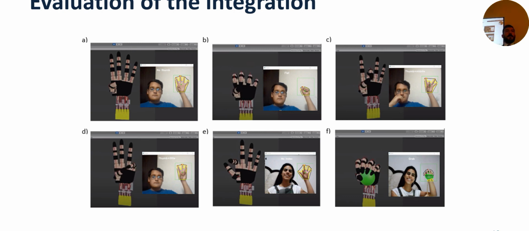And this is the final part, the evaluation of the whole integration process of the methodology. We are seeing that, depending on the gesture the person is doing at that time, the animation changes according to the gesture recognition.